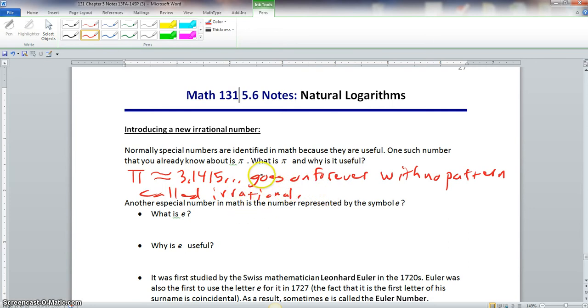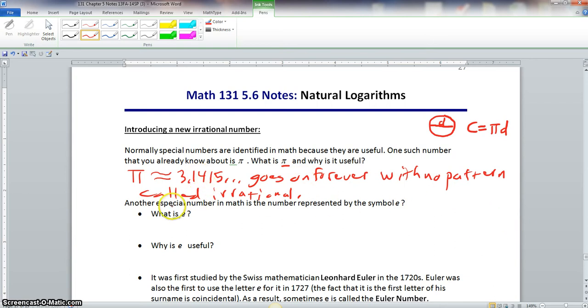Now, one thing pi is very useful for is finding the circumference of a circle. So if you took a circle, we could go across here and this could be the diameter, which is d. Now we know a circle's circumference is pi times the diameter. So this is where pi is useful.